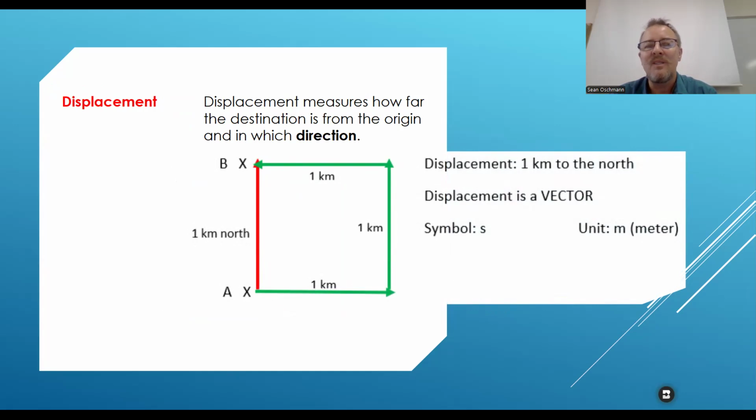And the ending position is exactly 1 kilometer north of where you started out, and we call that displacement. And that one is a vector because it has two things. It has magnitude, how big, in this case 1 kilometer, and it has direction, in this case north.